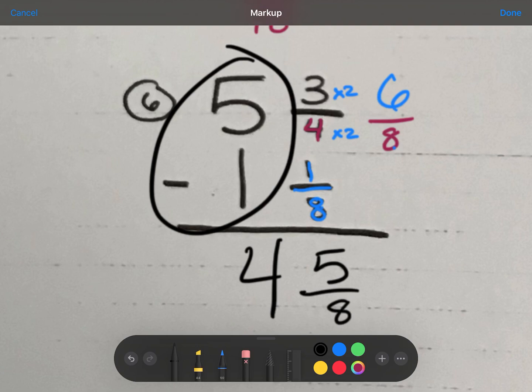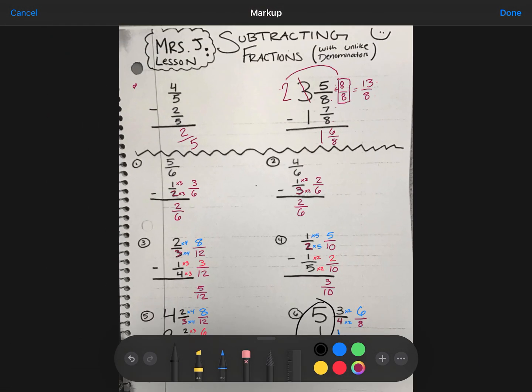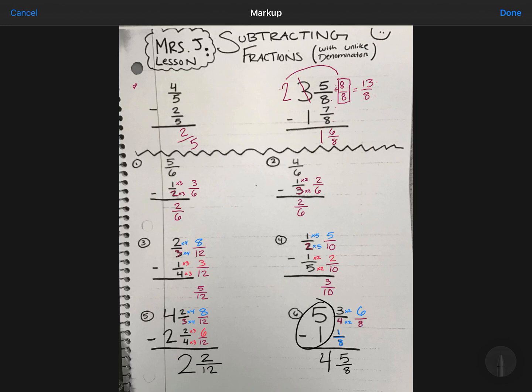Awesome. You have now finished watching your math notes video. If you listened to it all the way and didn't finish copying down your notes, go ahead and I'm going to zoom out here so you can see all of it. And you can copy down your notes so that you have them for tomorrow.